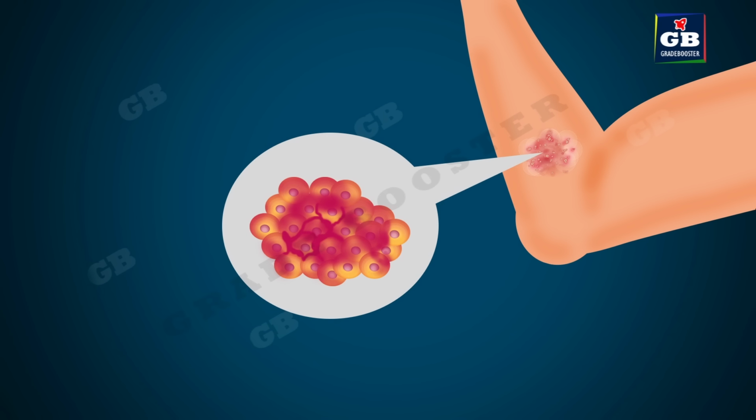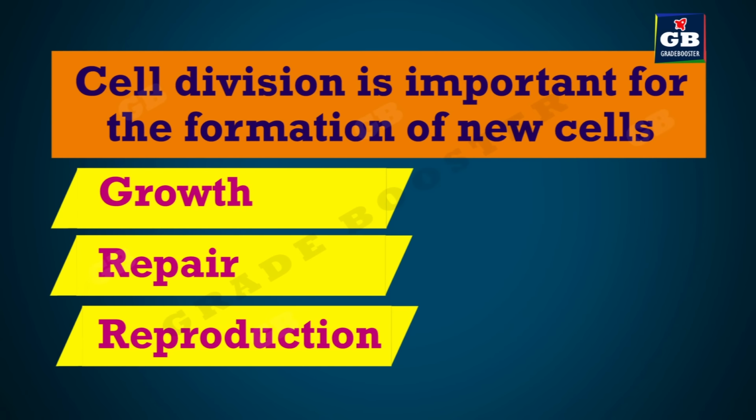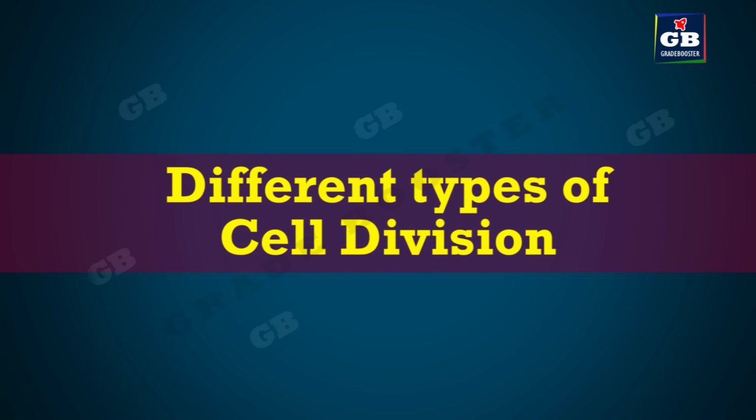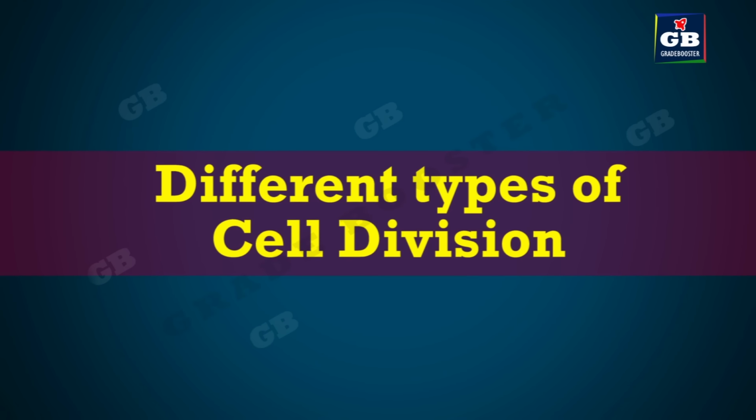Sometimes our cells may get damaged. To replace the damaged cells, new cells are required. These cells are formed by cell division. So, cell division is important for the formation of new cells for growth, repair, and reproduction. Now let us see the different types of cell division.